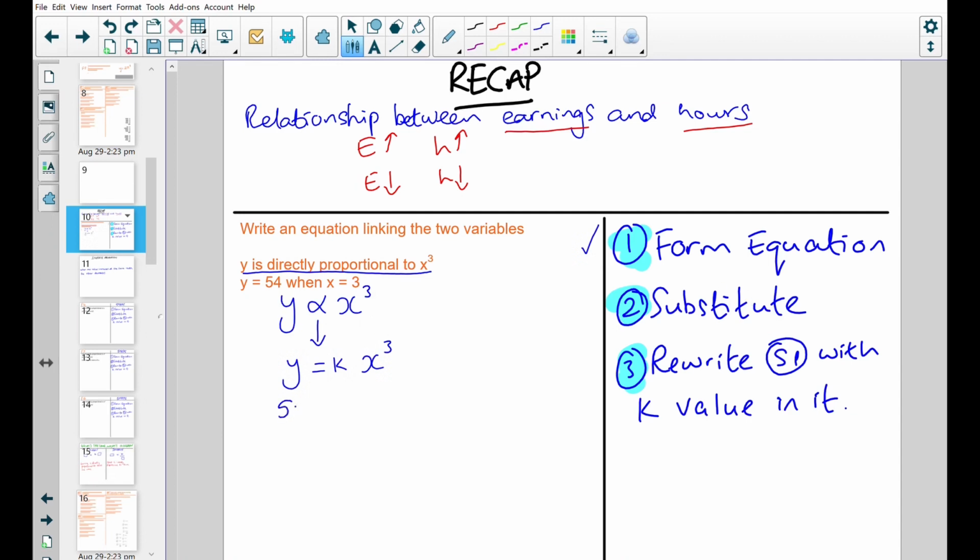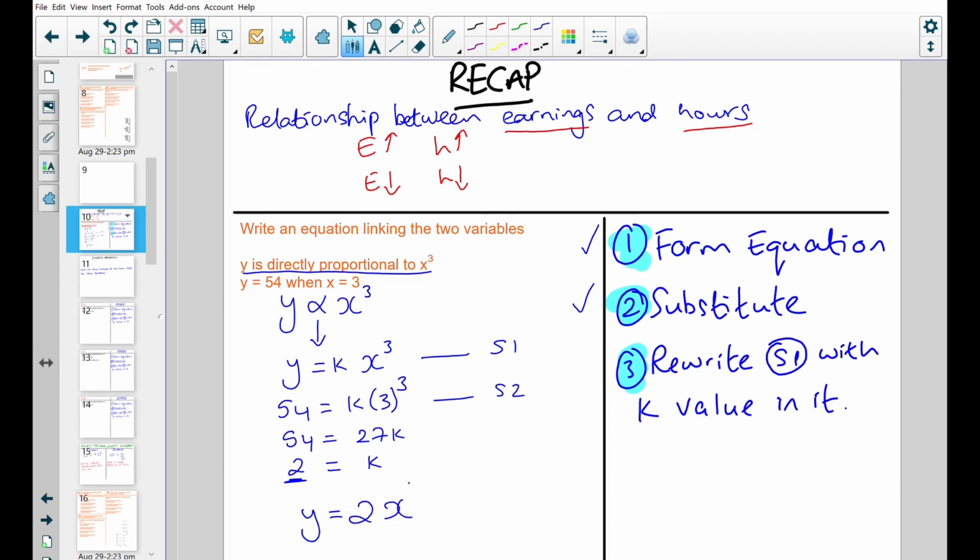Step 2, now substitute. When y is equal to 54, we need to find the value of k here, 3 to the power of 3. The right hand side gives me 27k equal to 54. Then solve this, divide by 27 on both sides, k is 2. Final step, rewrite step 1. So this is step 1, this is step 2. Rewrite step 1, but this time with the value of k in it. So y is equal to 2x cubed, keeping the x cubed the same, and this is my final answer.